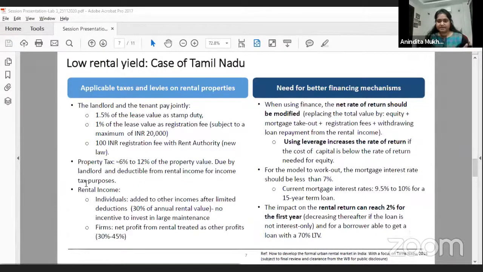Rental yields are low, as I told you earlier, but the existing tax laws and the costly finances add to the problem. The high cost of registration and stamp duties, and property tax accounting for 6 to 12% of the lease value, deters many households from putting their properties on rent. Further, due to the fixed standard deduction rates, there are limited incentives to invest in large maintenance. The draft paper also advocates for lower mortgage interest rates to improve financing viability for the rental housing suppliers.